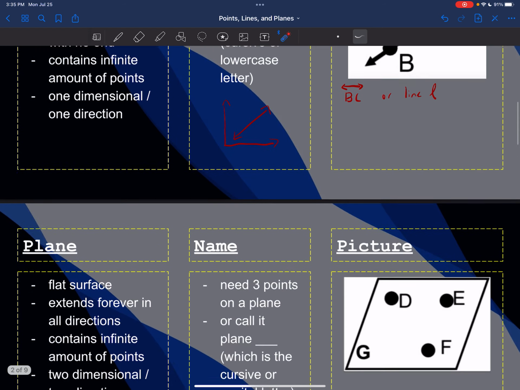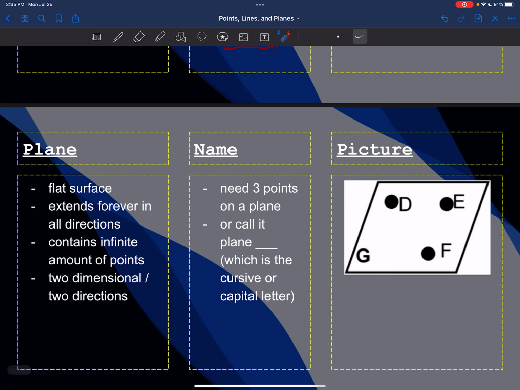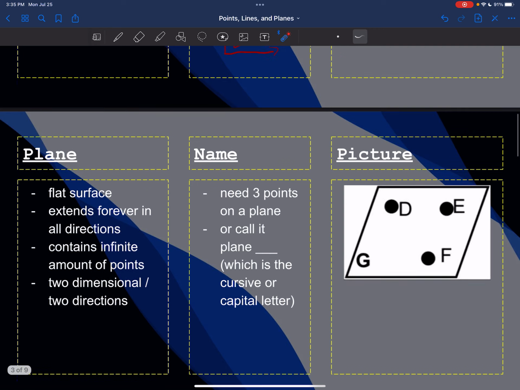Okay, let's go ahead and talk about planes. Now, a plane is a flat surface. Imagine that you have a piece of paper which extends forever in all directions, okay? And it contains an infinite amount of points, just like a line, and it's two-dimensional, two directions, okay?